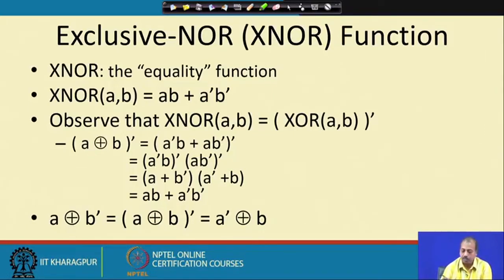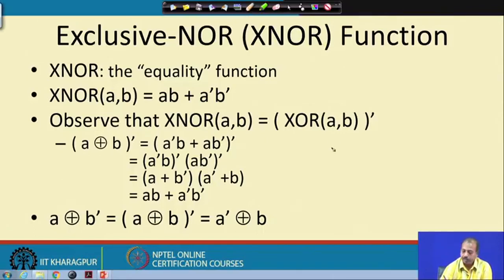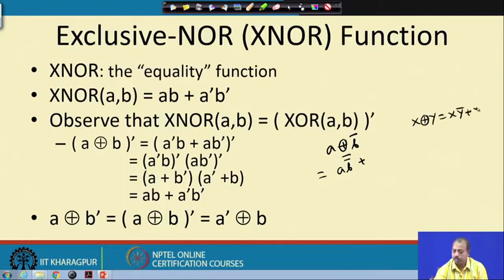So, let us check that. Let us say a XOR b bar. So, a XOR b bar is given by a, b bar bar. I just apply this x XOR y formula. So, it is x y bar plus x bar y. So, this x y bar I have written, plus x bar y. Fine. So, this b double bar is nothing but simple b. So, ab plus a bar b bar. So, this is the XNOR. So, this is a XOR b bar.